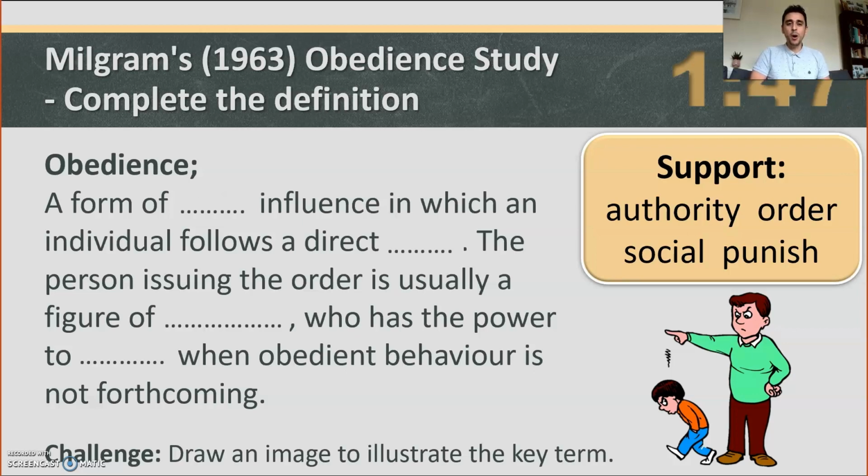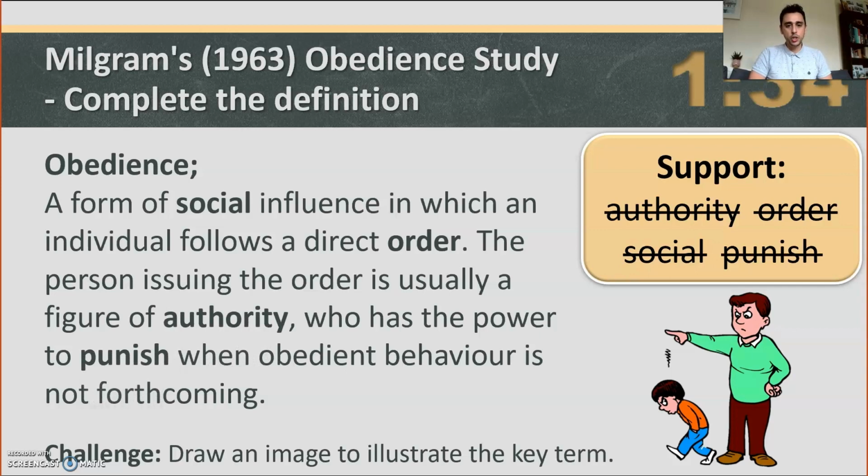Obedience is a form of social influence in which an individual follows a direct order. The person issuing the order is usually a figure of authority who has the power to punish when obedient behavior is not forthcoming.